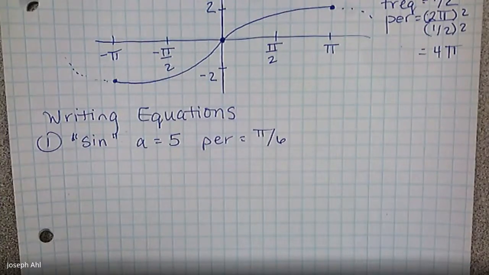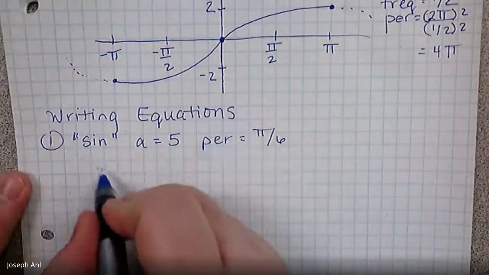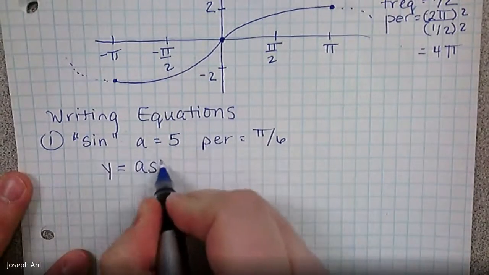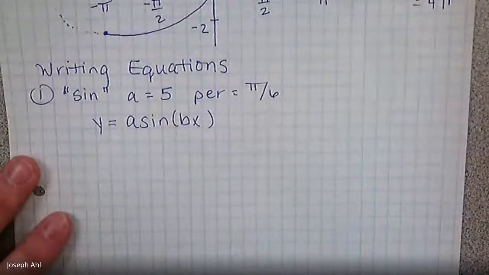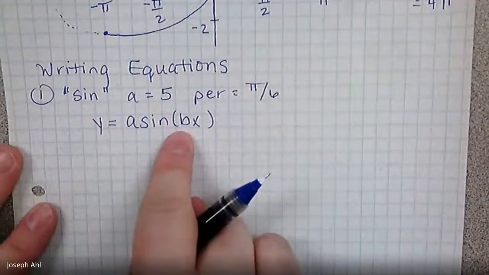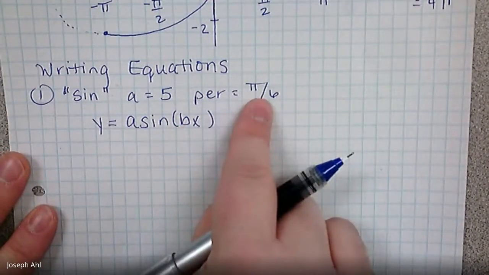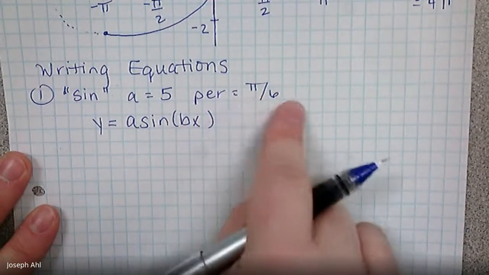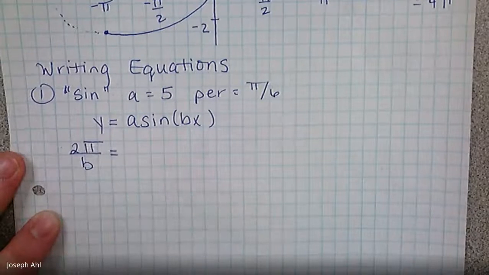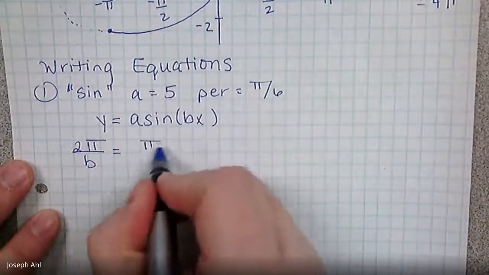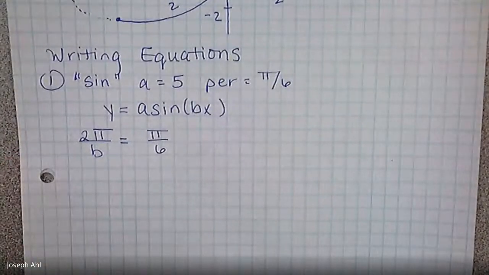Okay. So we know that in general, we can write the equation as y equals a sine of bx, and we already know that a is 5. But b is the frequency. It's not the period. When I'm given the period, the formula for period is 2 pi divided by b. So what we know is that 2 pi divided by b, in this example, is equal to pi over 6.